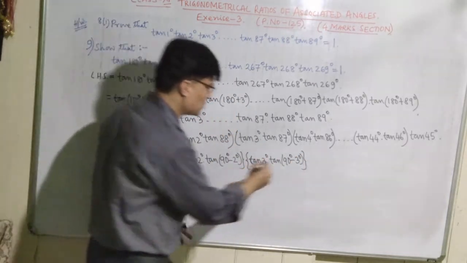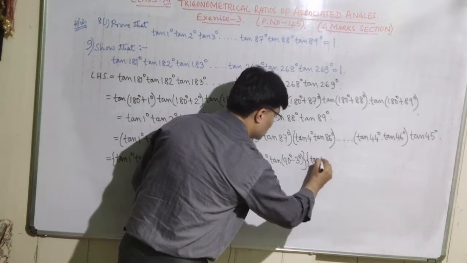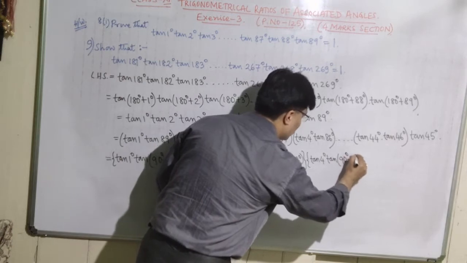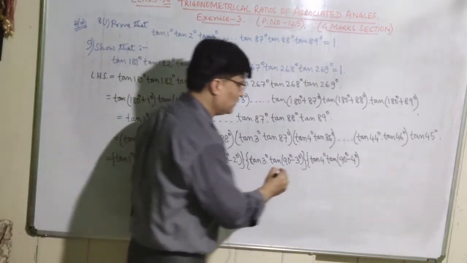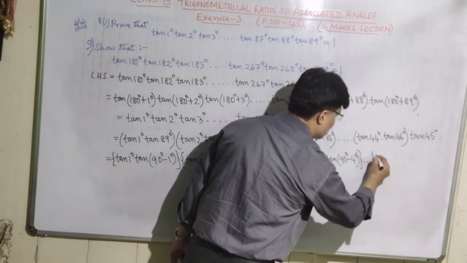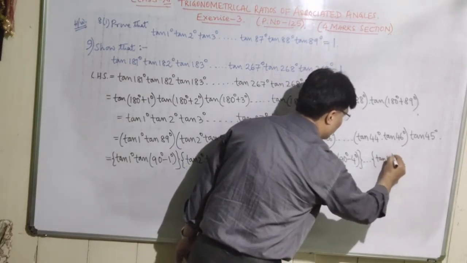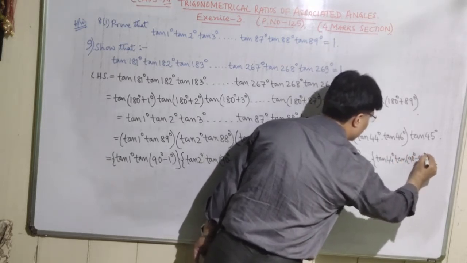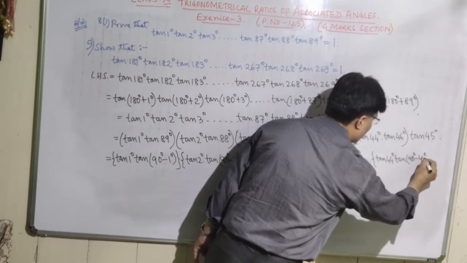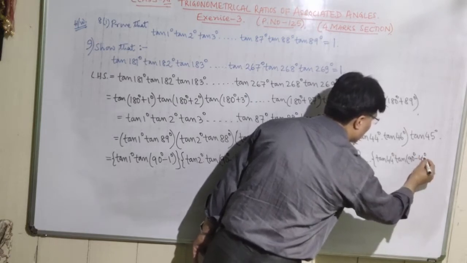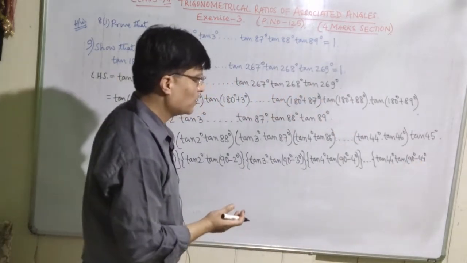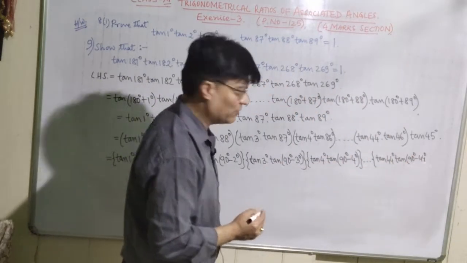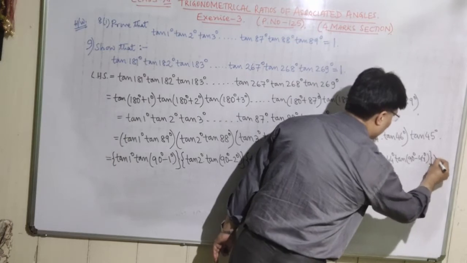Is that clear? Next, this is tan 4 degree, then tan 90 degree minus 4 degree will give you tan 86 degree, dot dot dot. Then comes here tan 44 degree, tan 90 degree minus 46 degree, not 46, this should be 44. This should be what? 90 degree minus 44 will give you 46 degree. Then what is the value for tan 45? It is 1.